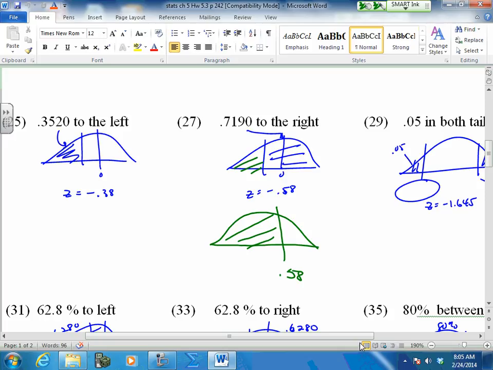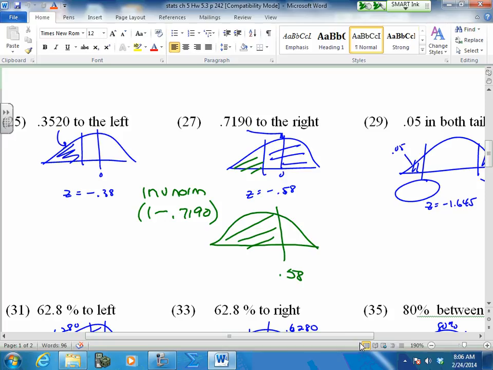So you have 2 ways to do this. You can look up this one and then flip the sign over to the negative side. Or when you do inverse norm, since you're looking up the area to the left, let inverse norm do your subtract. Just put this in inverse norm: 1 minus that. You don't have to do the calculation first. Stick it right in inverse norm.